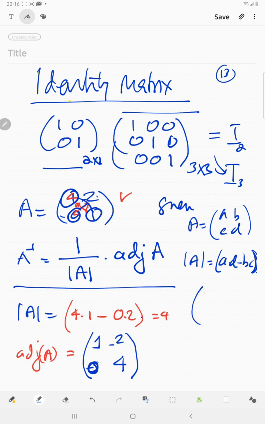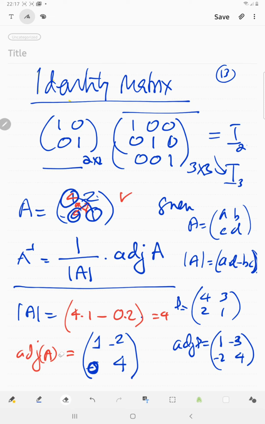So it means that if I have 4, 3, 2, 1, and let's assume this one is B, then the adjoint of B is equal to 1, negative 3, negative 2, 4. So it becomes like that. This is actually the way we define the adjoint.